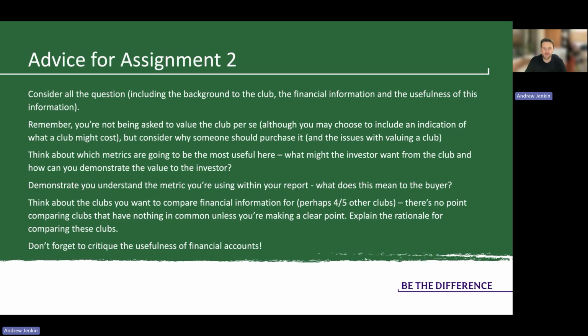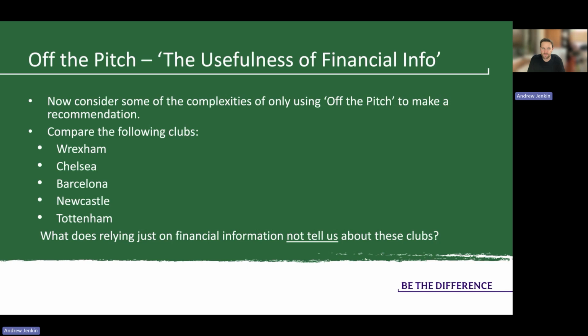And then also put a bit of thought into the clubs you want to compare it with. We haven't mentioned this point, but if you're going to compare it with 4 or 5 other clubs, make sure that it makes sense to compare 4 or 5 other clubs. Trying to compare apples with pears isn't going to make sense. So there's got to be a rationale for why you're choosing the clubs you're choosing. Okay. And as I say, don't forget to critique the usefulness of financial accounts.